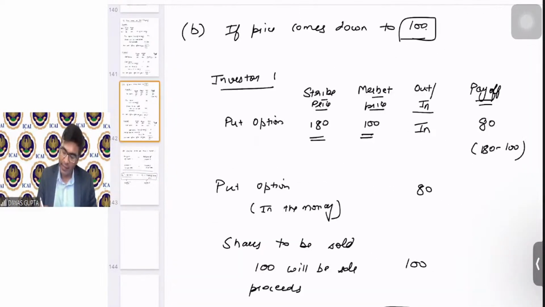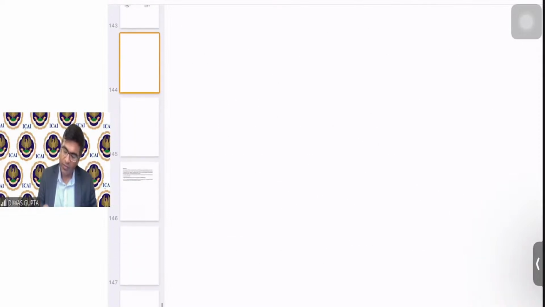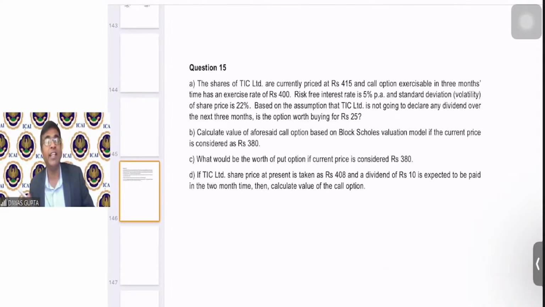Okay, students. There is one last question left from our assignment, question number 15, which is a very big question. I don't think we will be able to cover it today, so we will start with this question in the next session, along with some of the other concepts remaining from derivatives. Till now, if there is any other question, students, please do let us know.